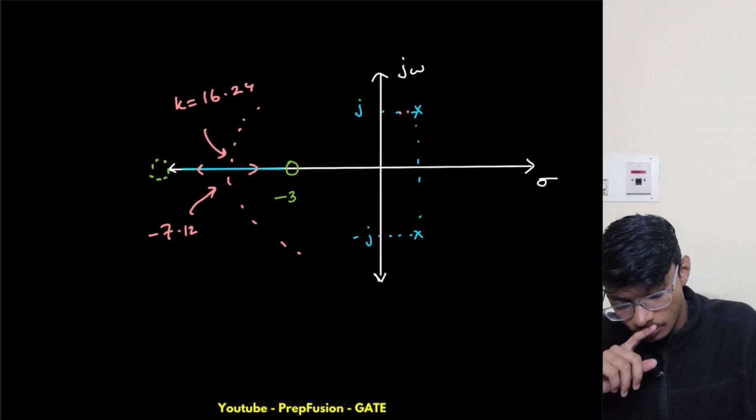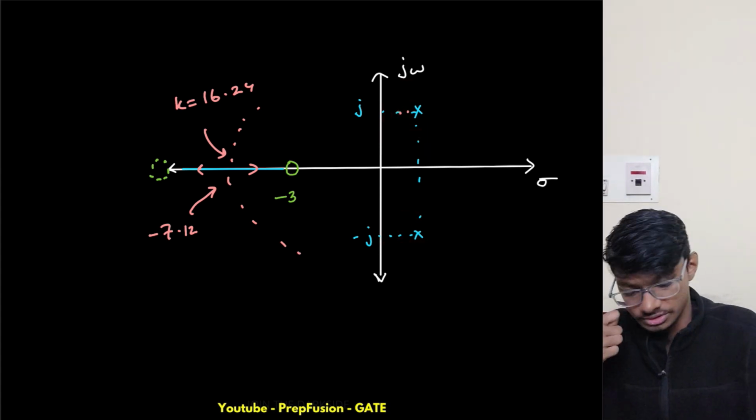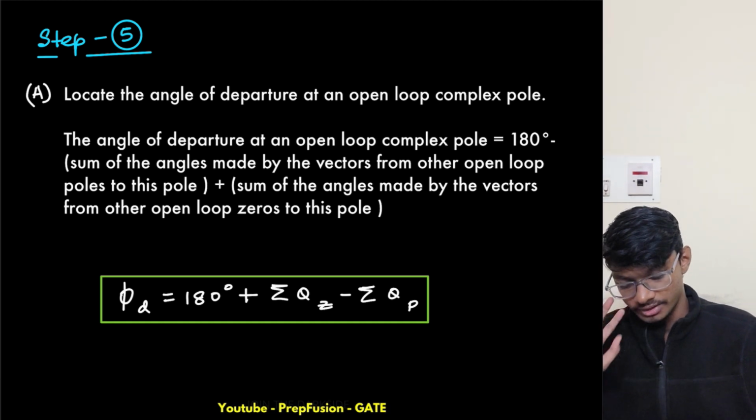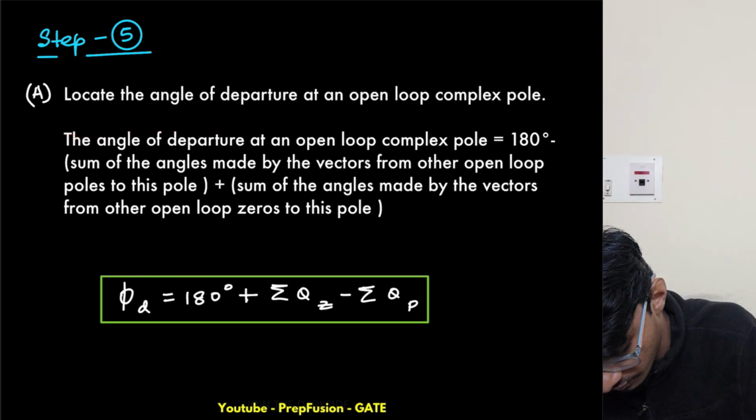But still, I don't know how they will start from here. Let's come to that. So this is step 5, the start of this step. So first we'll study the angle of departure. So I should write here angle of departure.